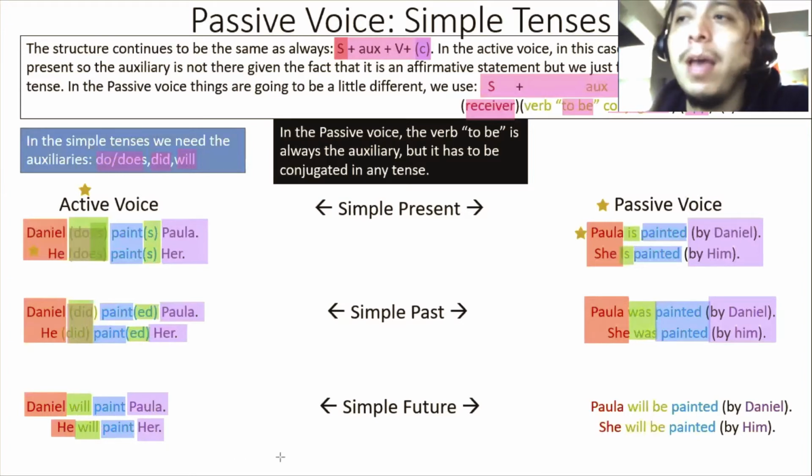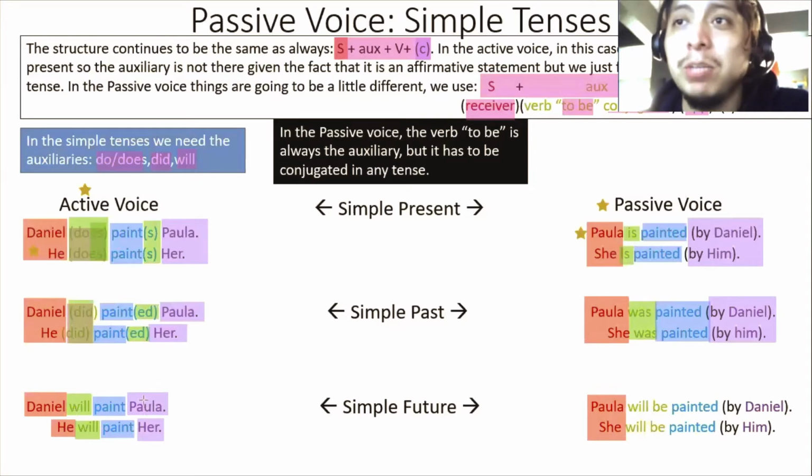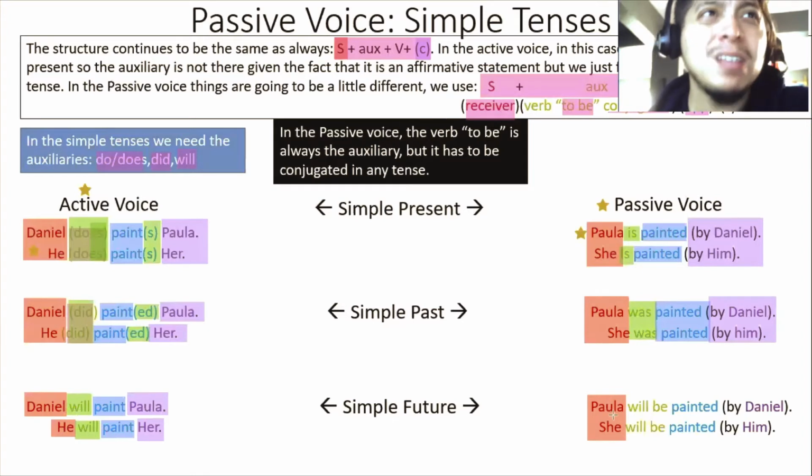Okay? What happens when we want to do this in the passive voice? The subject is not the doer of the action. The subject is the receiver of the action. So the subject is Paula, the person that received the action. This person received the action. Now she is the subject. If we want to replace her with a pronoun, we use she because she is the subject. Okay? Then we need an auxiliary. The auxiliary is the verb to be. The verb to be in the present, the verb to be in the past, the verb to be in the future. The future of the verb to be is will be.